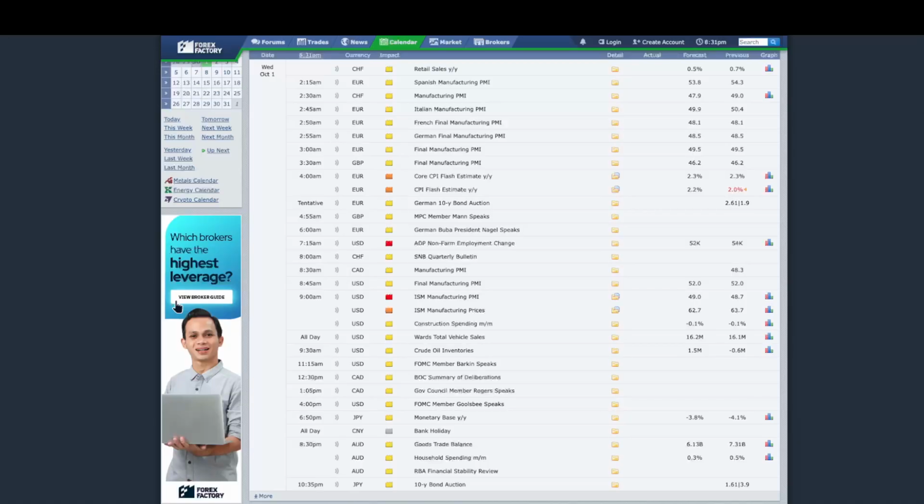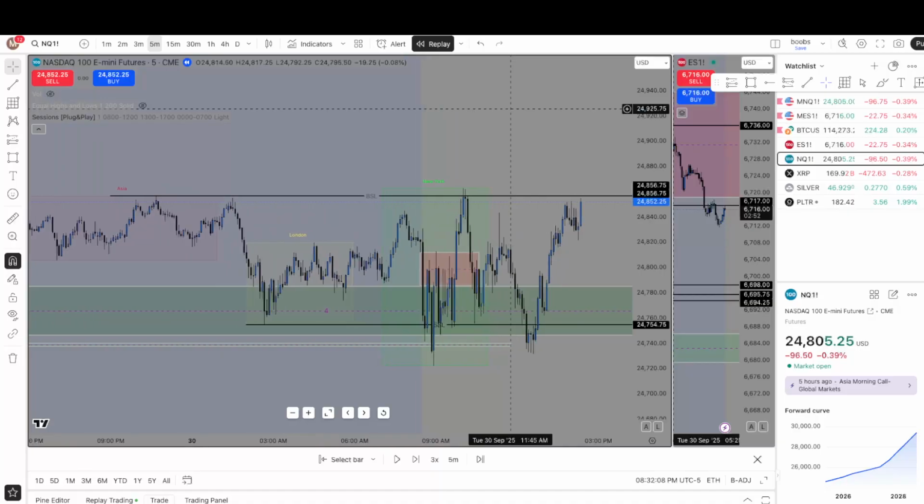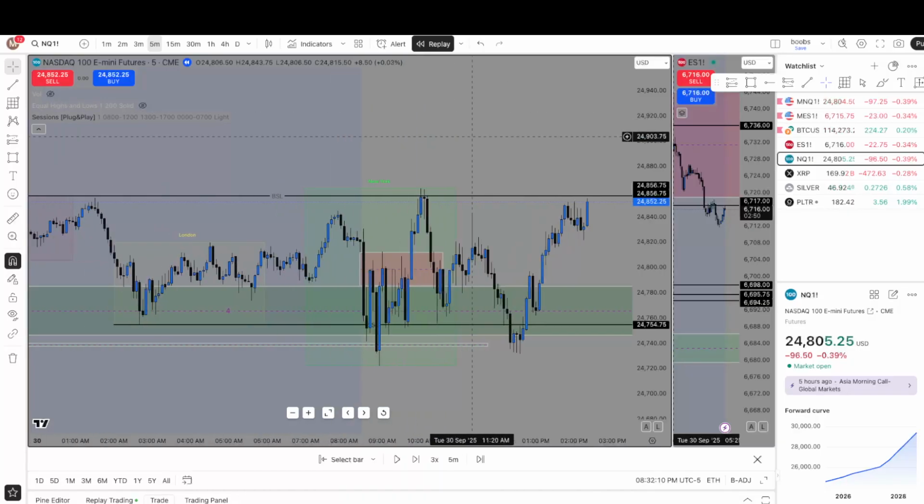Hopefully it's not too big of a movement. Hopefully it doesn't sweep out my draws on liquidity. And at 9 a.m., hopefully we can get a trade after 9. I will not be trading from 8:30 to 9. Ideally, I will not. Hope so. We'll probably be trading after 9.